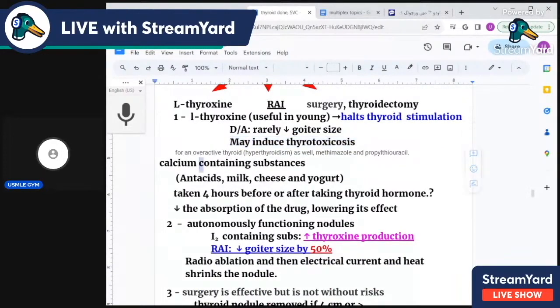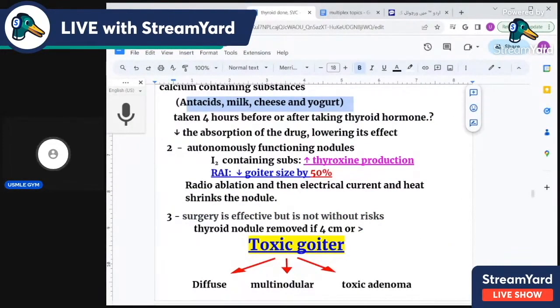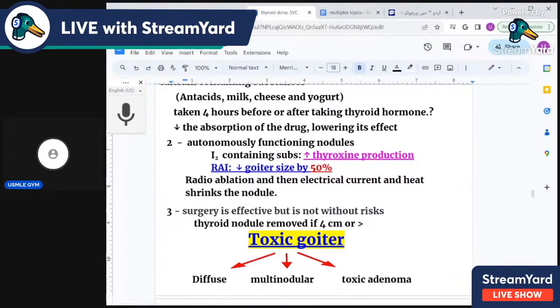Calcium containing substances should not be used about 4 hours before or after taking thyroxine. Examples of calcium containing substances are antacids, milk, cheese, and yogurt. Now, if the multinodular goiter has autoimmunity as a cause, then iodine containing substances increase thyroxine production, and radioactive iodine, I already explained, decreases the goiter size by 50%. And after radioablation, electrical current and heat may also shrink the nodule.